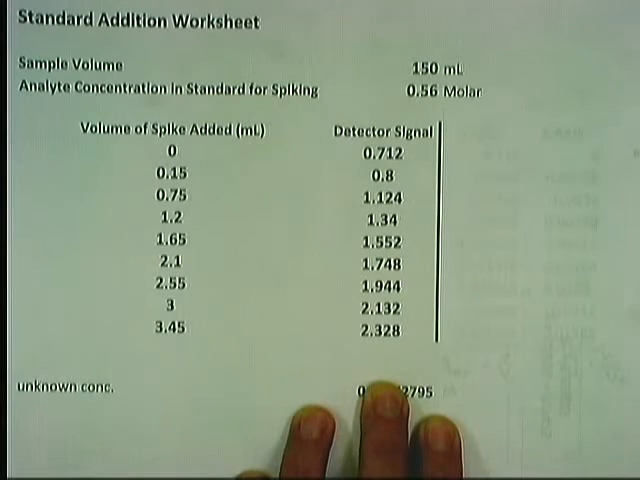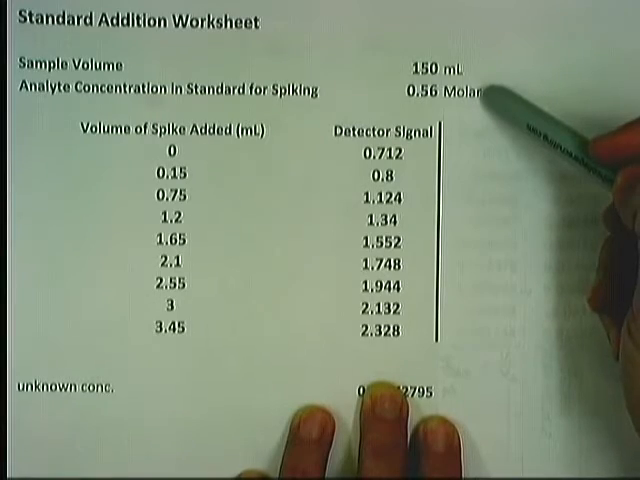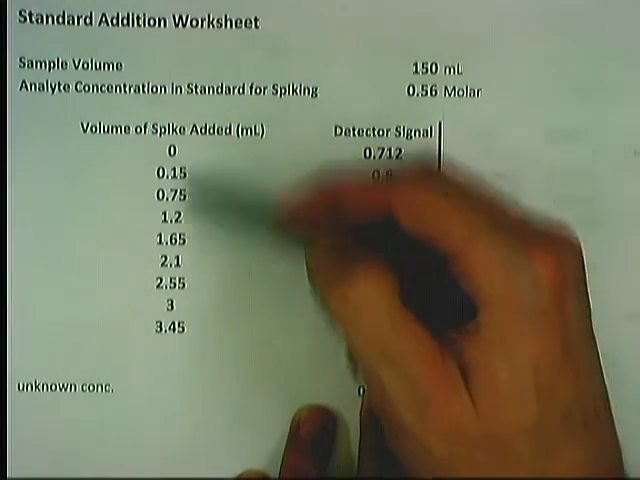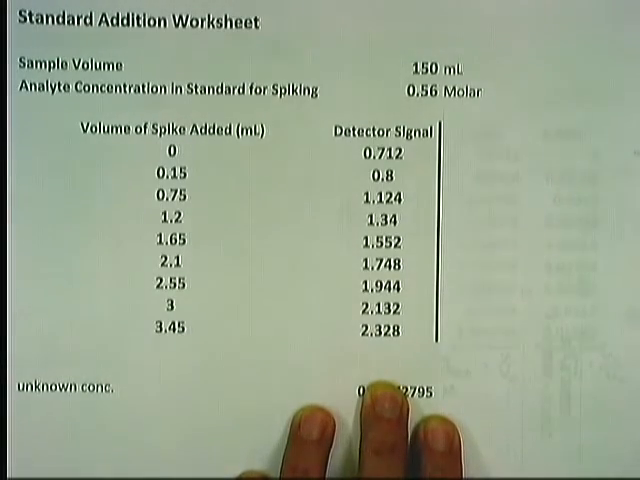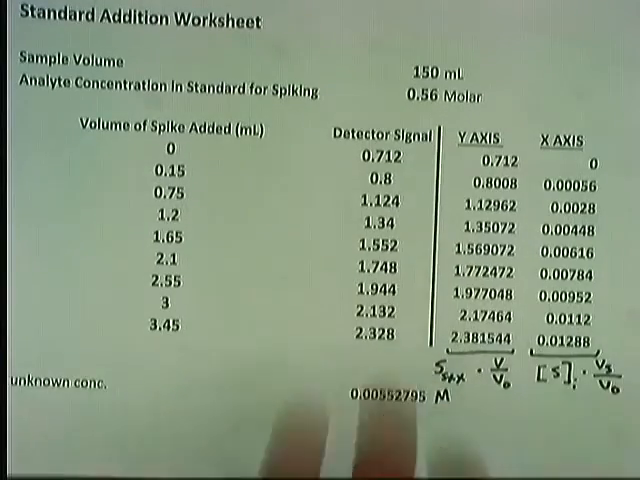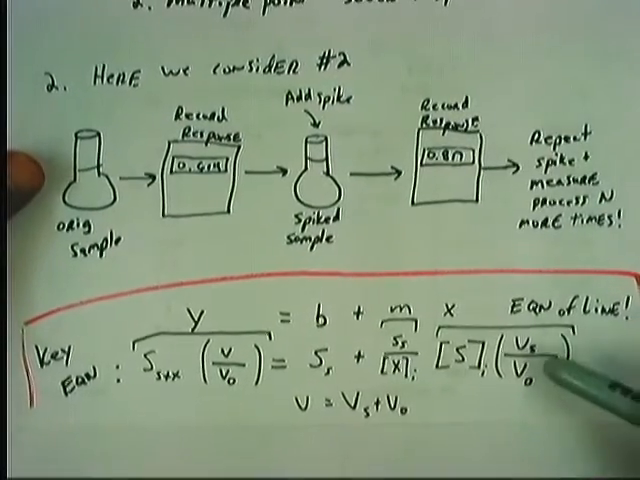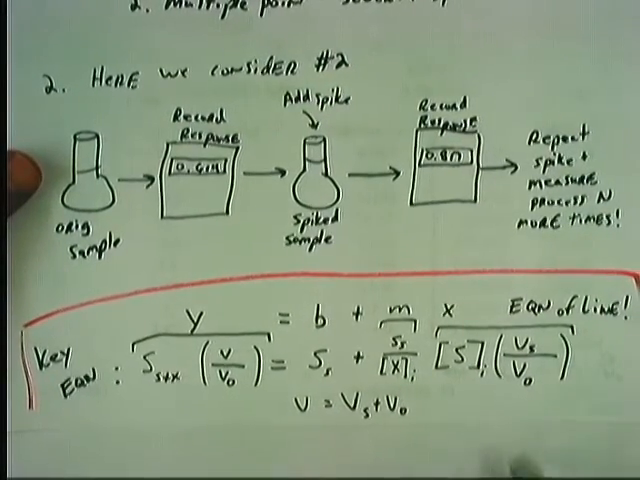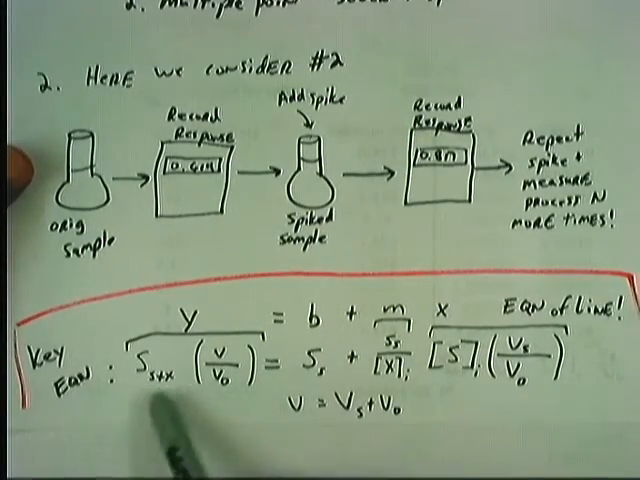Now the question is how do we go from the sample volume, the analyte molarity for the spike solution, volume of the spike solution, and detector signals, how do we go from that information into a concentration of our unknown analyte? Okay? Well, we do that by remembering the key variables in our equation. Remember we said we wanted to make a line through our data? To do that, you need to generate x variables and you need to generate y variables.